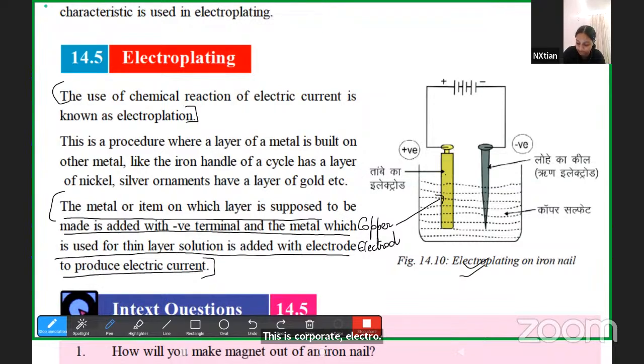Why does the bottom end look pointed? The bottom is pointed because of the nail. Nails have a pointed bottom, a pointed edge, right? So yes, it is pointed. Oh, it's a nail. Yes, it's a nail. I thought it was copper, something else. No, it's a nail. This is the copper sulfate solution.